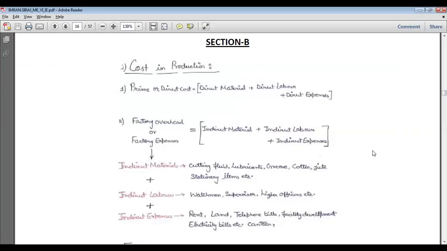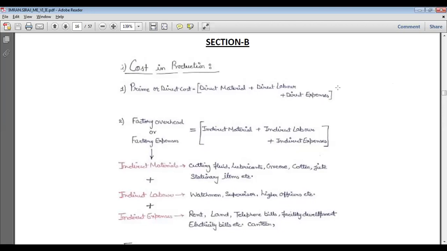Now this is manufacturing cost. As we know, manufacturing is the process in which we convert the raw material into a final product that is of usable form, and also contains a definite shape and size. So first is cost in production. Production is basically the conversion of raw material into useful work, and this happens in manufacturing facilities. So after knowing what production is, we come to the production cost.